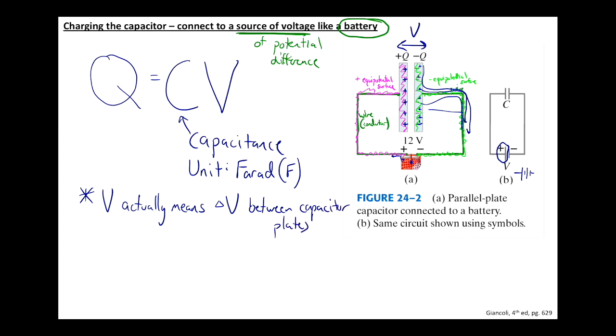Also, I should let you know that this is a relationship between Q and V when I have a particular capacitor. I don't want you to make the mistake and think that capacitance is dependent on the charge and the voltage. It's just a relationship between the two. And I'm going to show you what we mean with the equation on the next page.